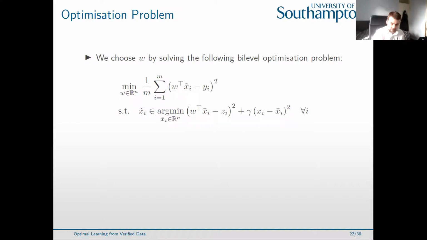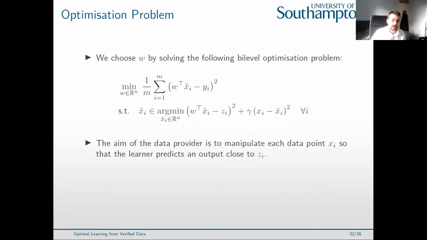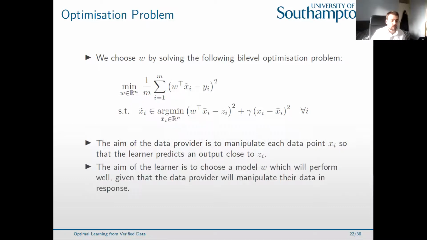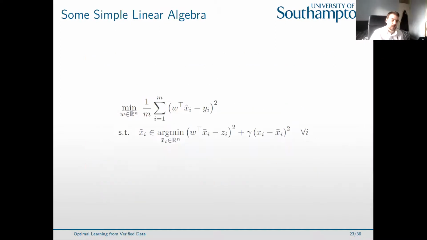Sorry, that shouldn't really be a bracket there. That should actually be a norm. That would make more sense. And of course, we still have our gamma term, which is again capturing the trade-off between the cost you pay and the benefit you get from manipulating. So as I said, the aim of the data provider here is to manipulate each data point so that the learner predicts some output close to zi, while the aim of the learner is to choose a model W which will perform well, given that the data provider will manipulate their data in response. And by perform well, I mean perform well with respect to yi.